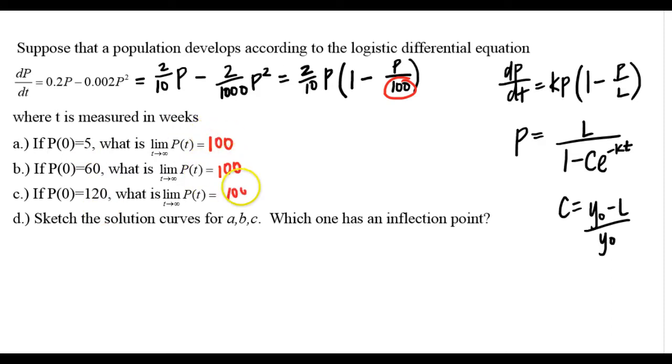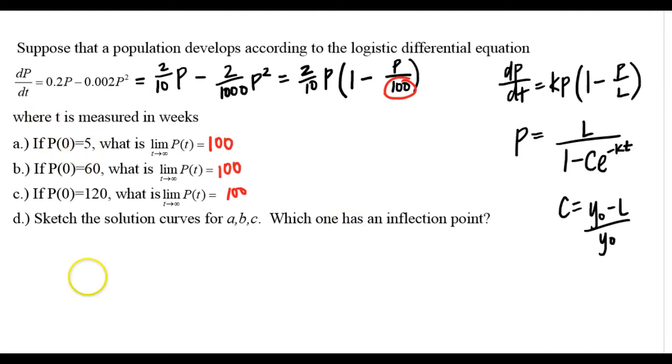Towards the end of time, as we start approaching infinity, if time starts moving on, we're always going to approach our carrying capacity on the population function itself, on the solution curve to this differential equation. Where these matter is for part D. So sketch the solution curves for A, B, and C. Which one has an inflection point?